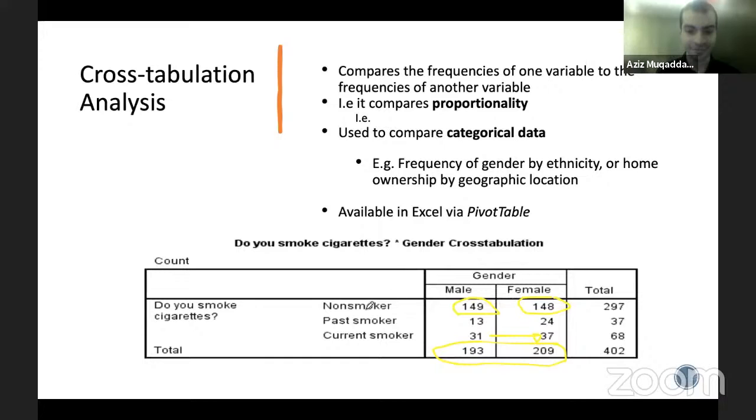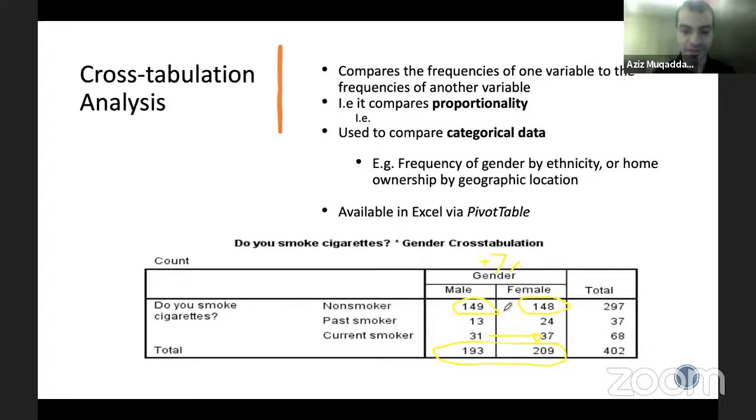Now look here, the one I already circled. Can you calculate the ratio or percentages of females who are non-smokers to males who are non-smokers? What are the percentages? Okay, so 70.8 for females and 77.2 for males, right? So here it's a minus or plus, like a 7 percentage difference between males and females.